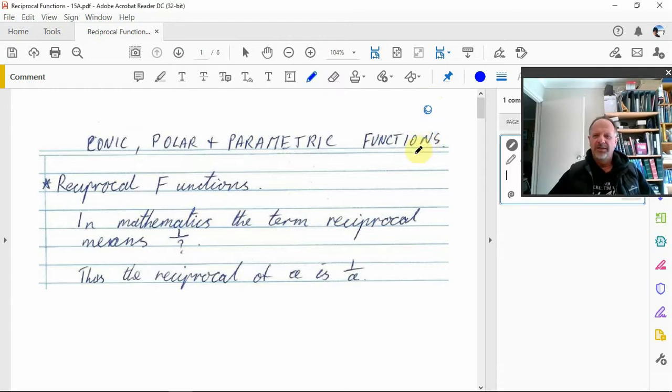All right, today we're starting our next area of study, which is the conic, polar, and parametric functions, is what I've called it. You can call it other graphs or something like that. But there are other ways that we can do some of the things that we already know about.